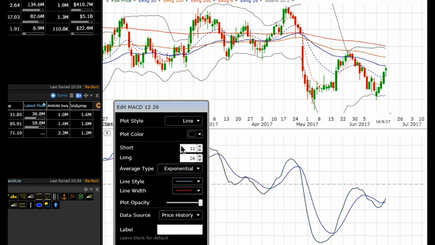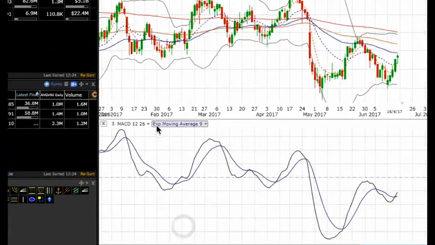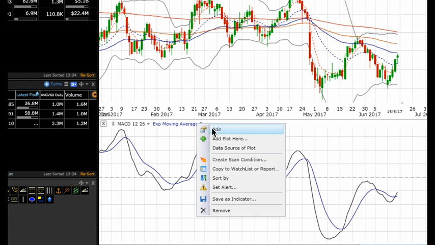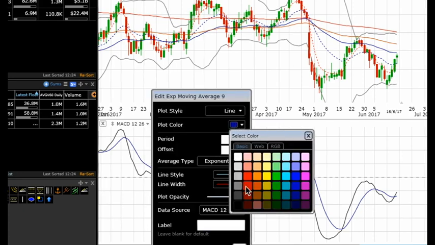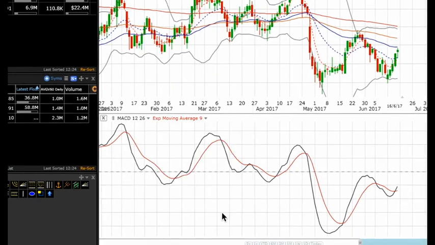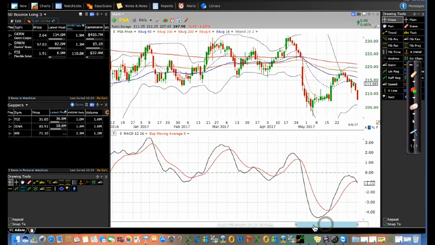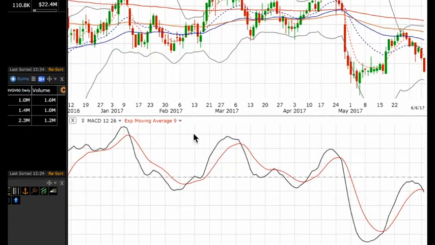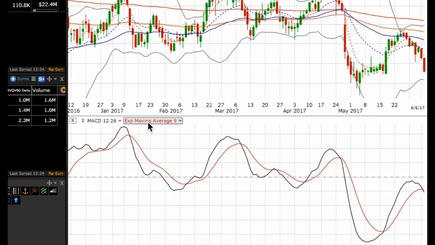So I want the MACD line to be black, okay? And the 9 EMA, I like it to be red. There we go. So the black line represents the MACD line and the red line is the 9 signal line. Okay, so when the black line is above the red line, it indicates a bullish signal. Black line crossing below red line, bearish signal, right? So 12, 26, and 9.